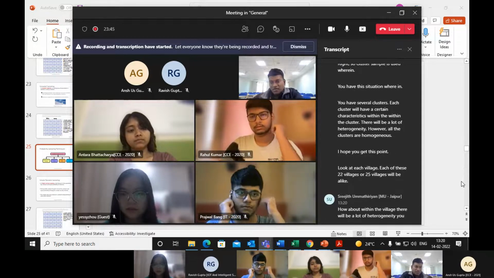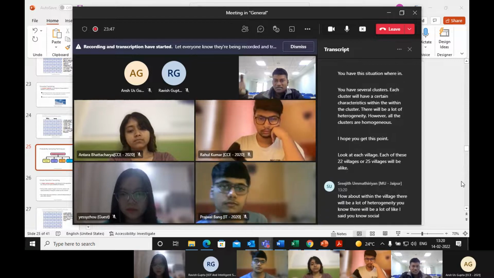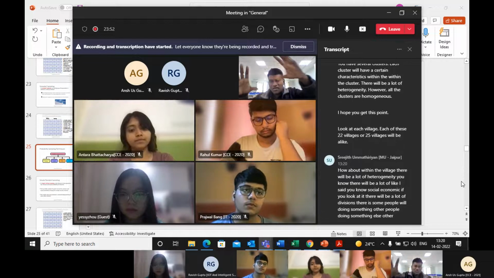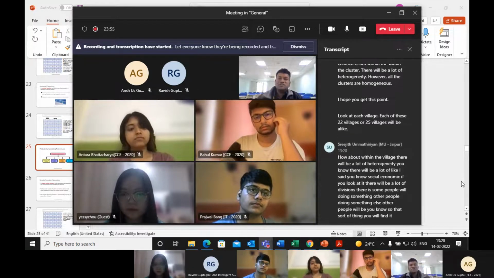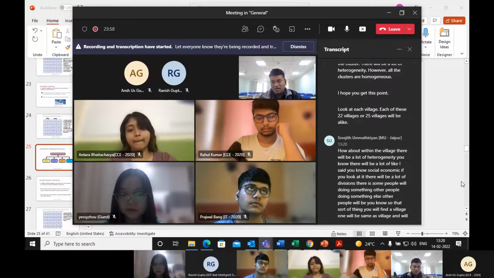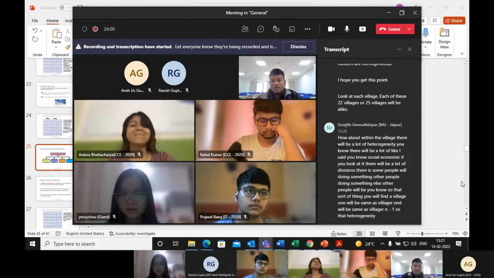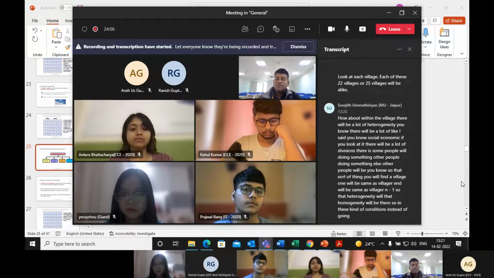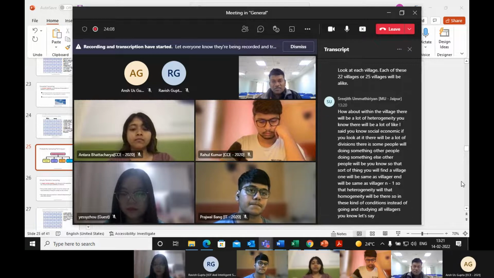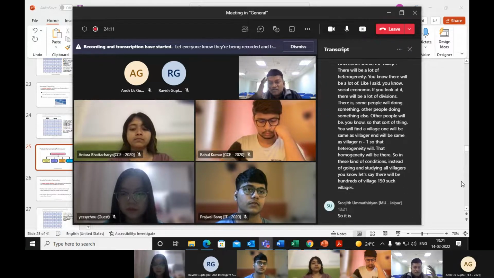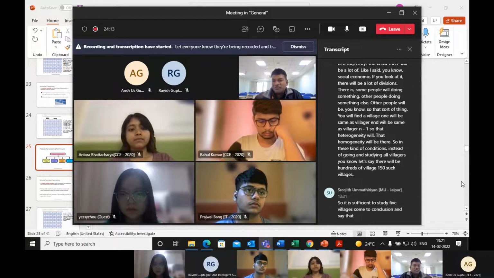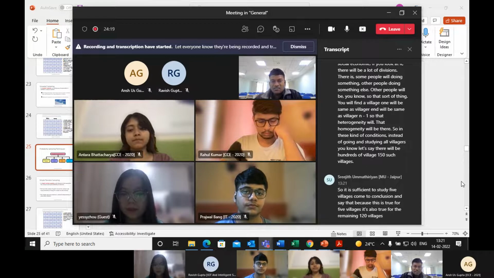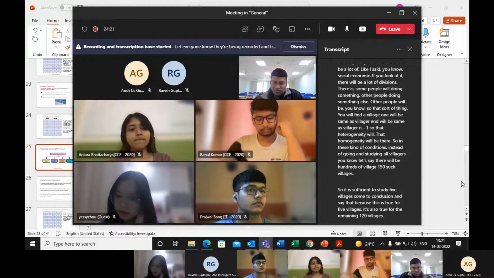There will be a lot of, like I said, socioeconomic divisions. Some people will be doing something, other people doing something else, that sort of thing you will find. So village 1 will be the same as village N, which will be the same as village N-1. So that homogeneity will be there across clusters. In these kinds of conditions, instead of going and studying all villages, let's say there are 100-some villages, 150 such villages, it is sufficient to study 5 villages, come to a conclusion and say that because this is true for 5 villages, it's also true for the remaining 120 villages. Right. So cluster sampling has this particular property.